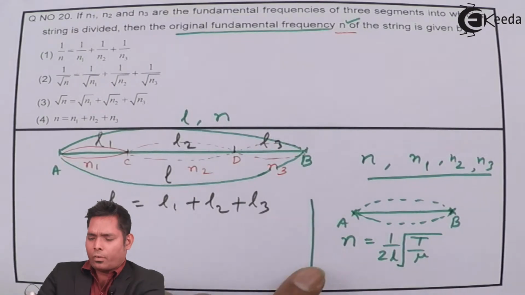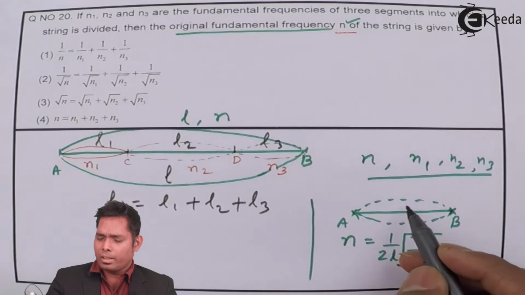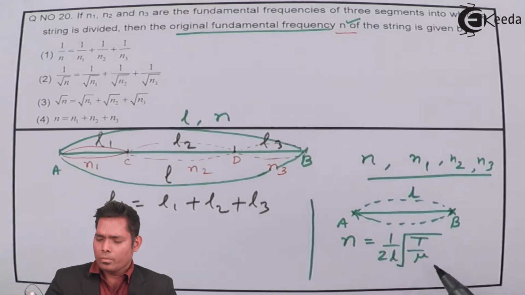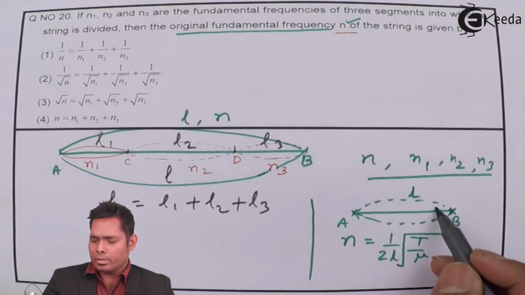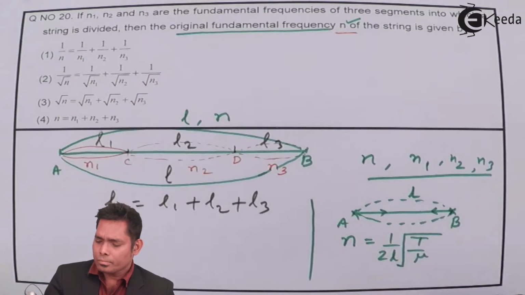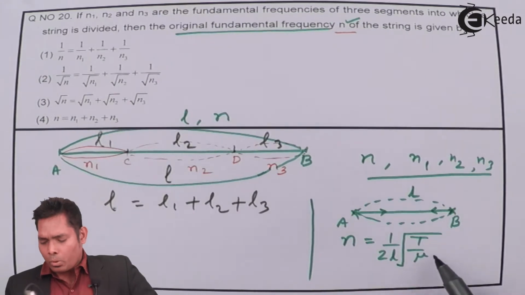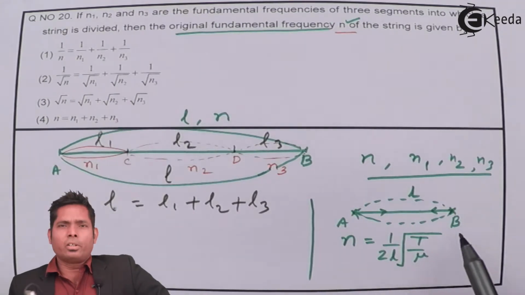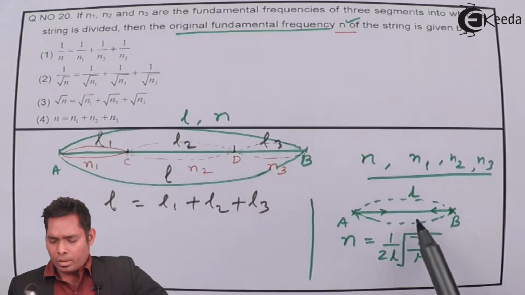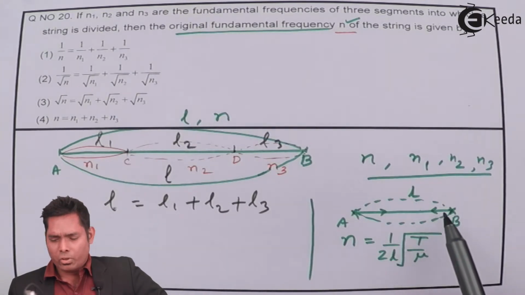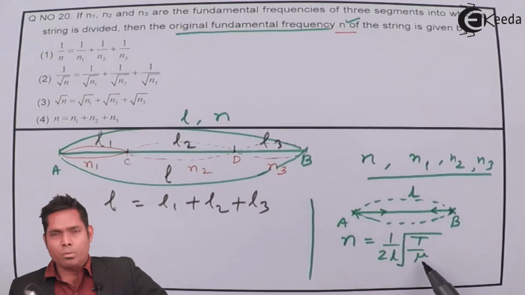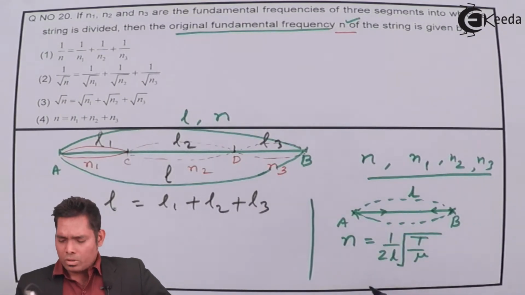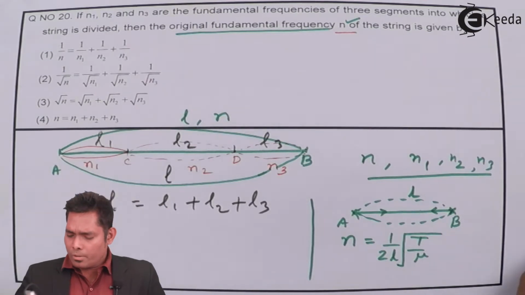Here N is the fundamental frequency, L is the length of this segment or length of this string, T is the tension in the string, and mu is called the linear density of the string, that is, mass per unit length of the string. Suppose that string has mass m and length L, so it is m over L. This is the formula that we use.